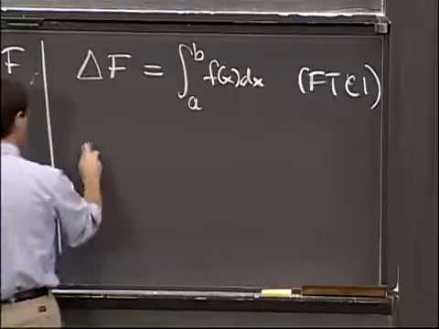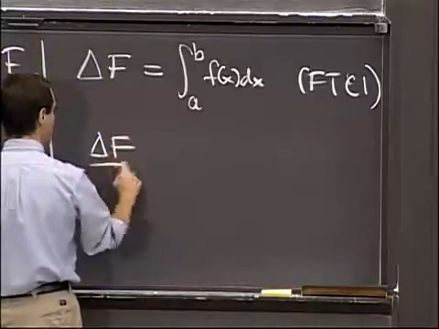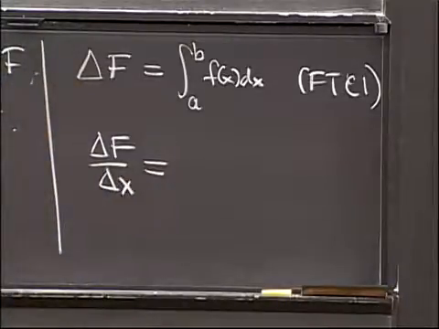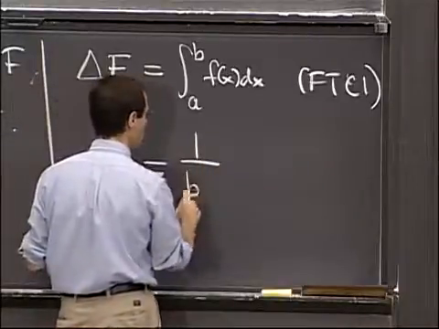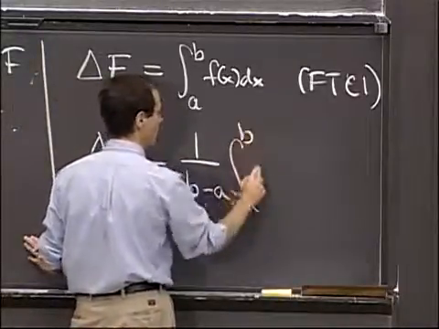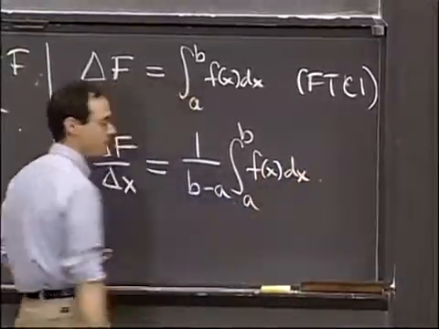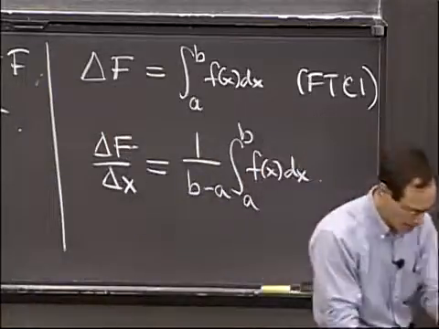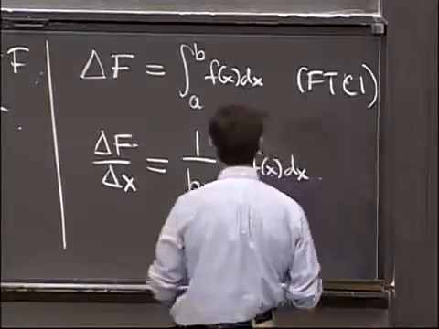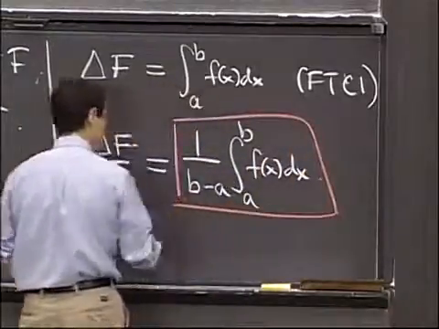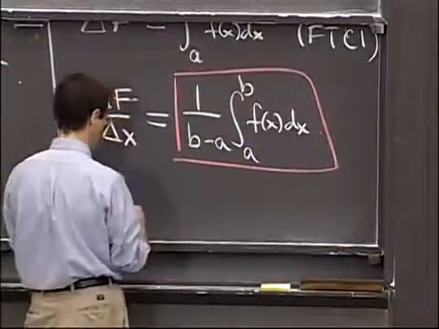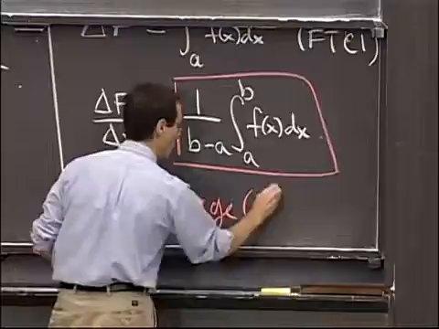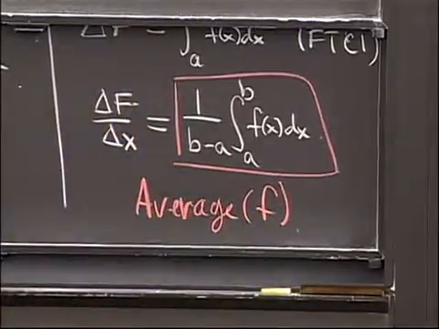I'm going to divide by delta x now. And if I divide by delta x, that's the same thing as 1 over b minus a times the integral from a to b of f of x dx. All right, so I've just rewritten the formula here. And this expression on the right-hand side is a fairly important one. This is the average of f. That's the average value of f.